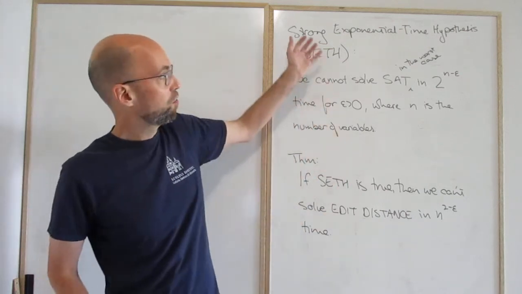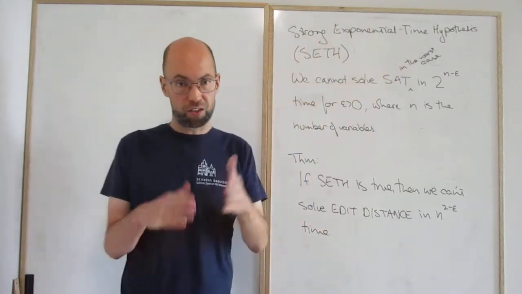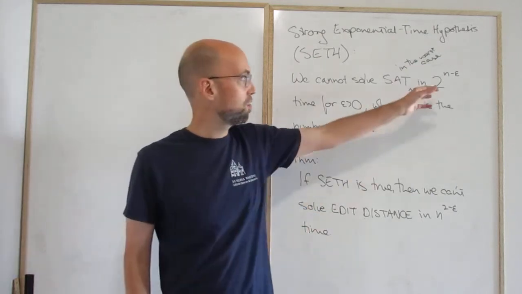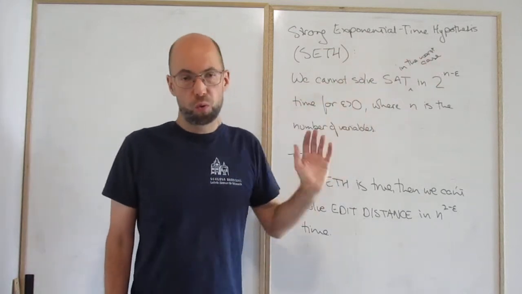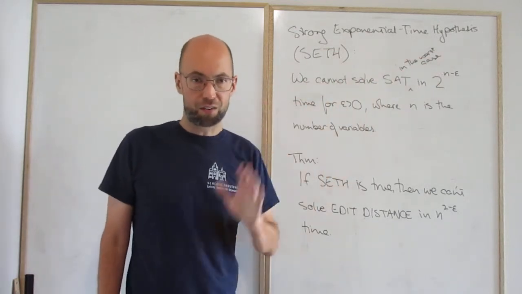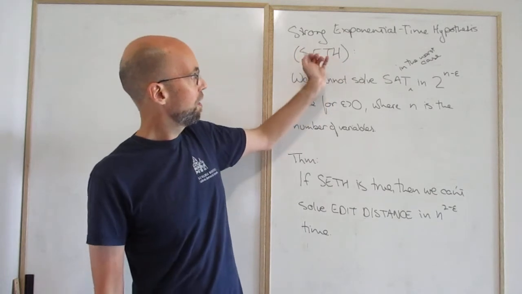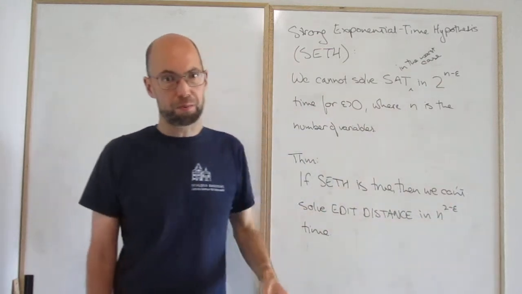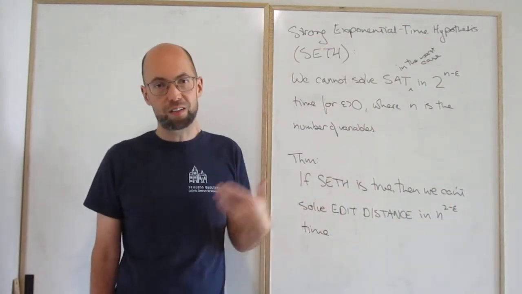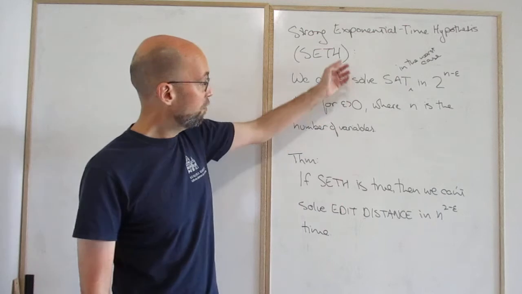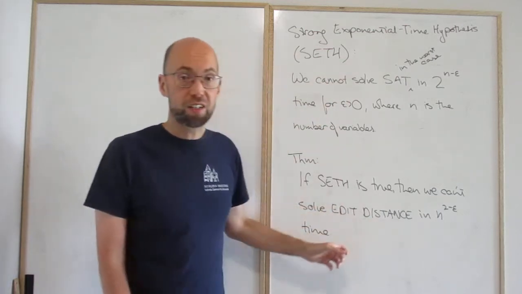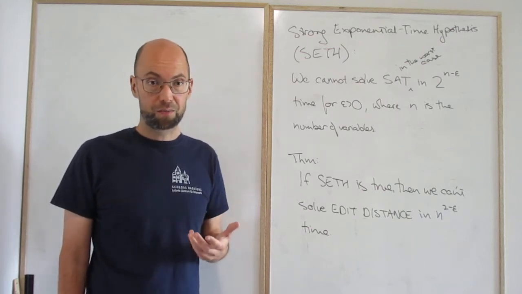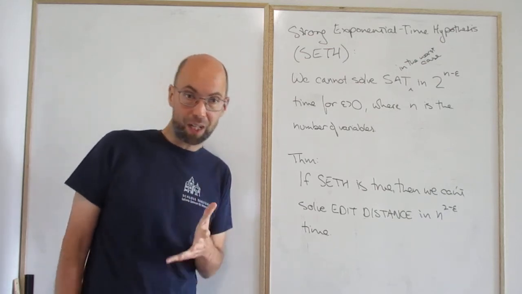So Seth is a stronger hypothesis than just P is not equal to NP. P could be different than NP, but you could still have something that was like 1.5 to the n or something like that. So Seth is saying P is not equal to NP, and SAT is pretty much as hard as we think it is. There is nothing much better at SAT. If Seth is true, then you can't get a much better algorithm for edit distance that works in the worst case. Okay?